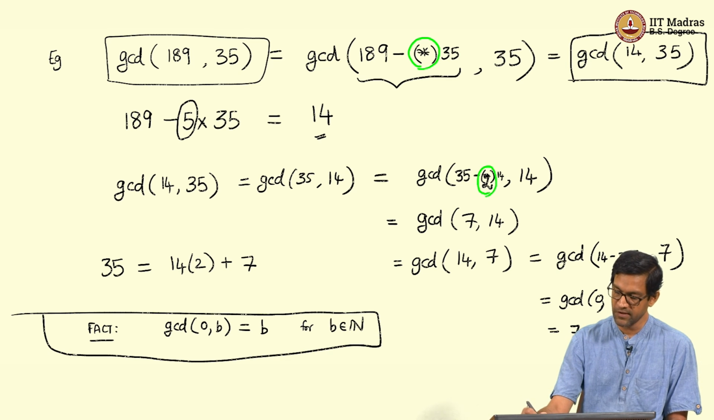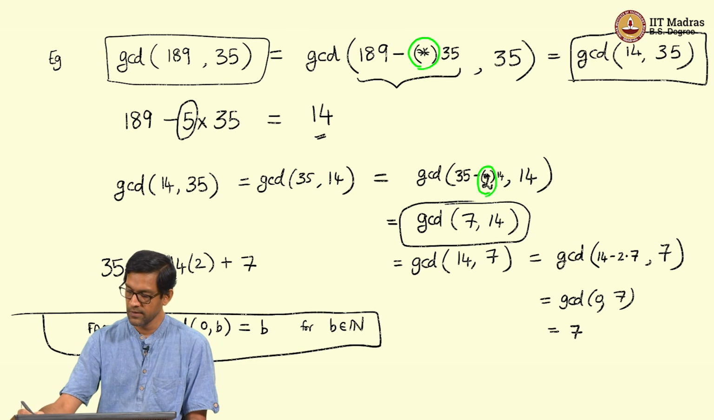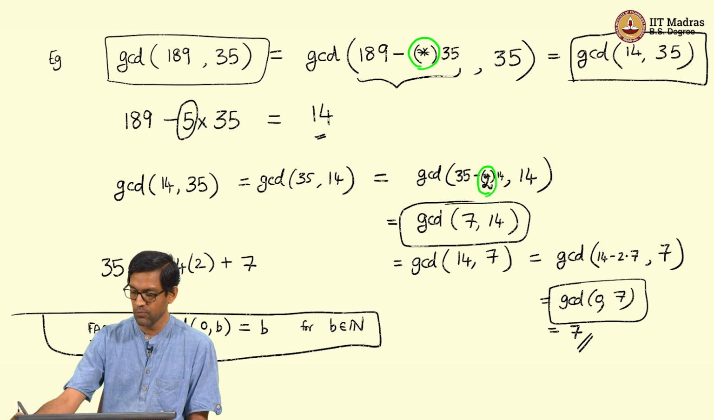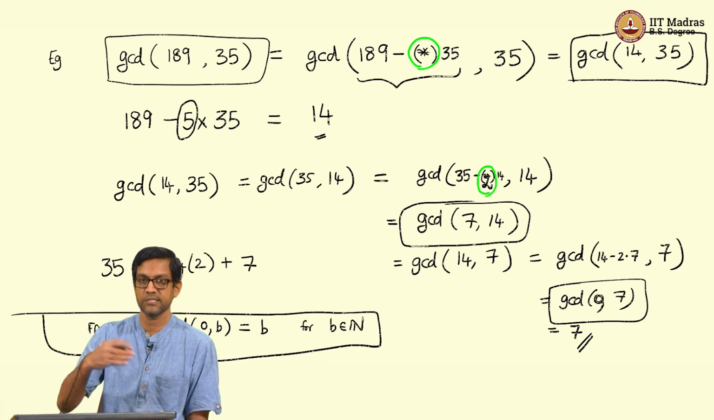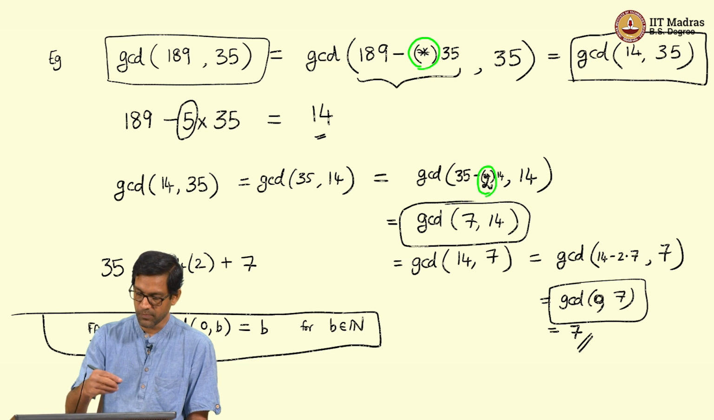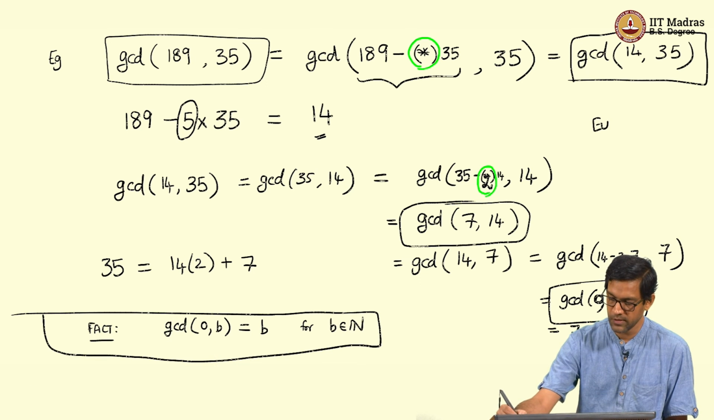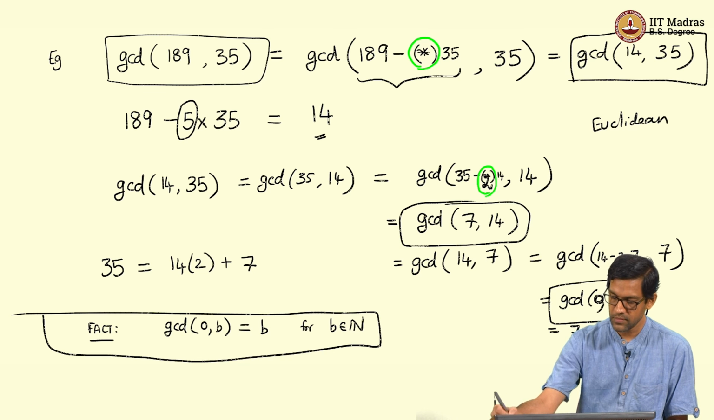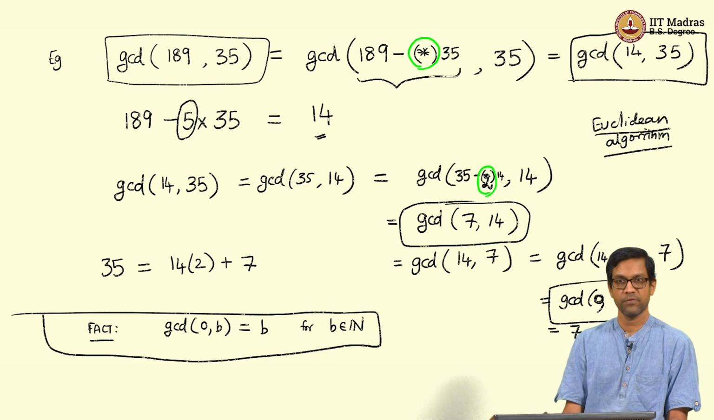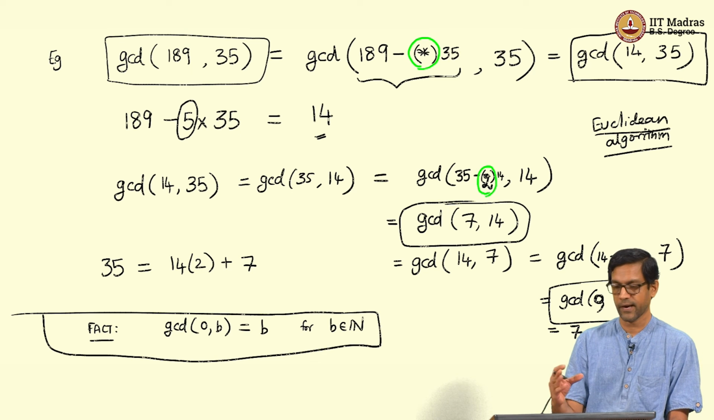So, I had 14 and 35, the next step was 7 and 14, and then that became 0 and 7. So, the successive size reduction finally allows you to calculate the GCD by reducing one of the numbers to a 0. If you keep reducing the size, eventually the smaller number will become a 0. So, this process which we have done in this example is what is called the Euclidean algorithm. We have seen it in this example. What we will do later on is to actually write out a proof that this always works.